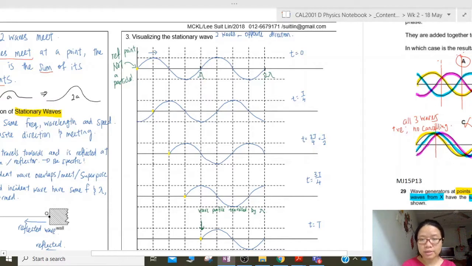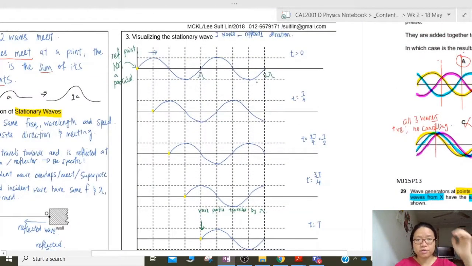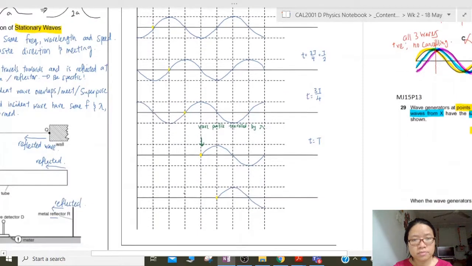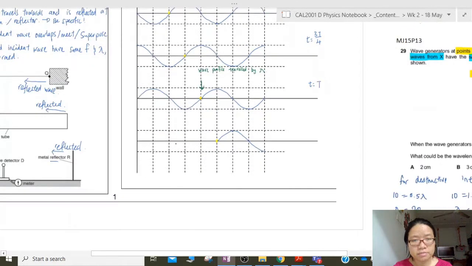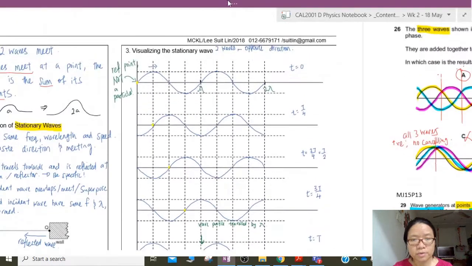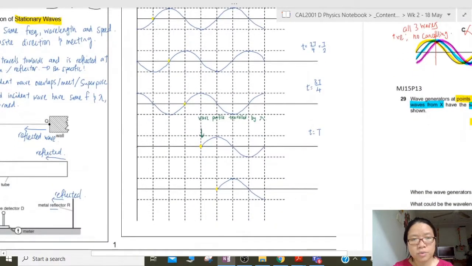and then completing the front part. The purpose of drawing this is to help you understand the idea of superposition and also how it forms the stationary wave. So you can see now I'm connecting all the waves. All right, so this is one wave.